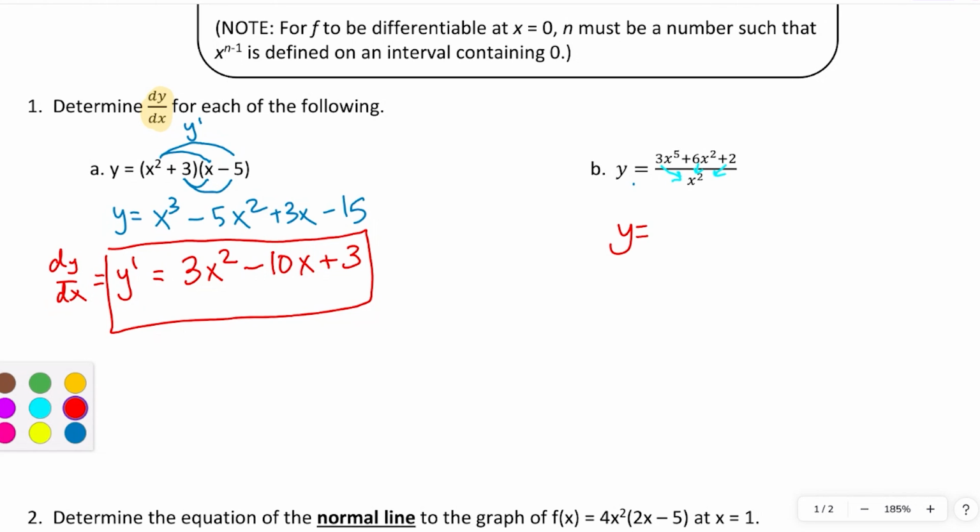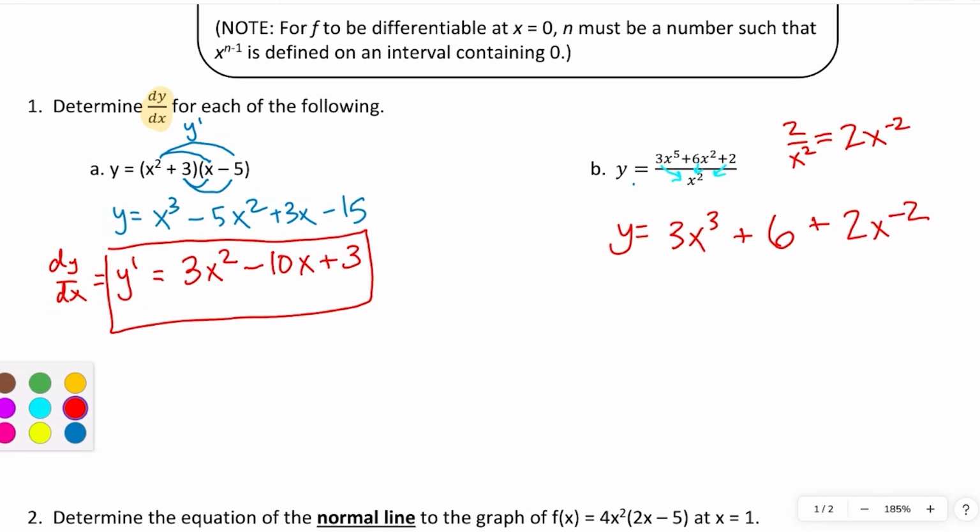So dividing each term here, we've got 3x to the 5th divided by x squared is going to be 3x cubed. We're just reducing the exponents, or finding the difference between the exponents, plus 6x squared divided by x squared. We can use our exponent properties here and just subtract, and we get x to the 0th power, which is just 1, so this is going to be plus 6. And then finally plus, and then here I've got 2 over x squared. And just as a little reminder, when we've got an exponent in the denominator, we can rewrite that using a negative exponent.